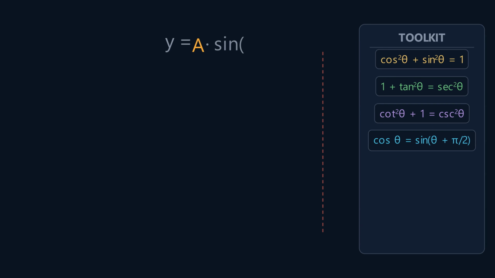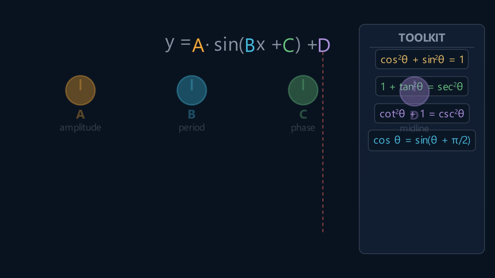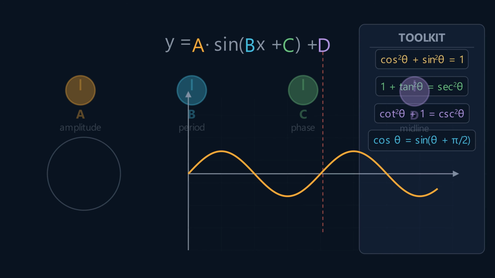Now let us take control of the wave. The general form is y equals a times sine of bx plus c plus d. 4 numbers, 4 knobs, and each one does exactly one thing. And the best part is that each knob is a physical change to the circle that made the wave. A is the amplitude, how tall the wave is.